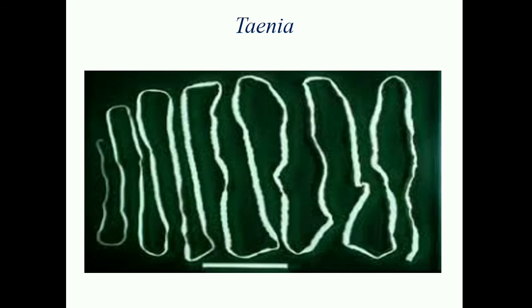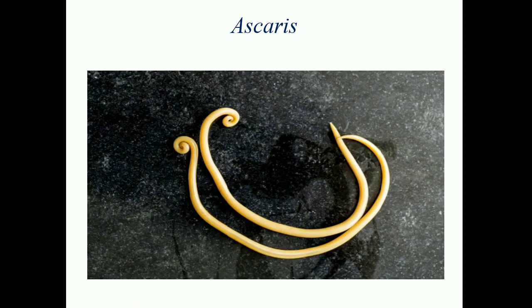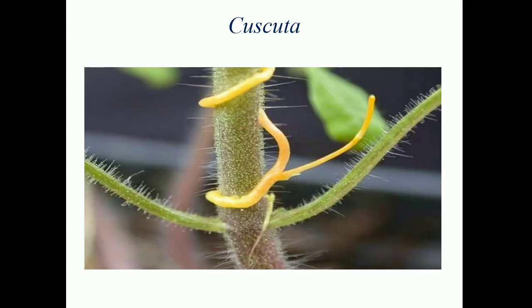Taenia solium, commonly called tapeworm, is an endoparasite. Ascaris or roundworm is another endoparasite, and even plant parasites exist in nature. Cuscuta is a parasitic plant which depends on other plants for getting nutrition. So these are parasitic organisms, and the mode of nutrition is called parasitic heterotrophic nutrition.